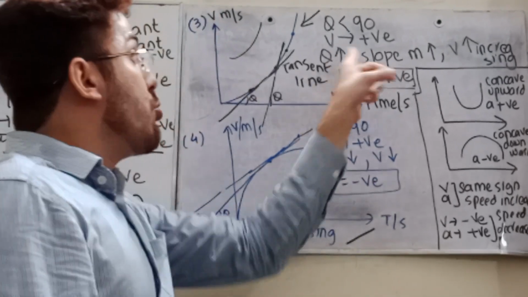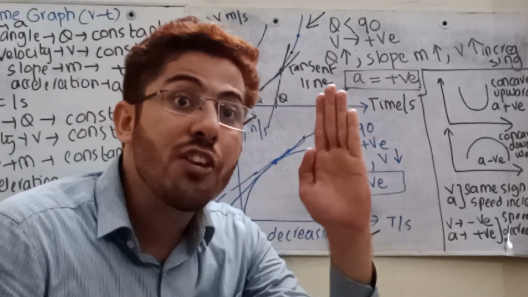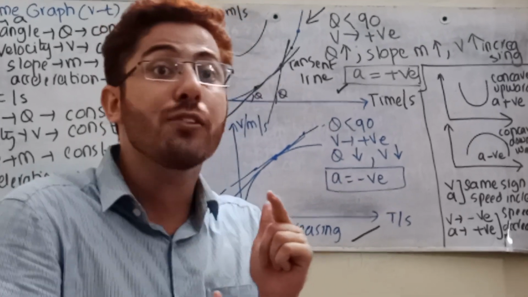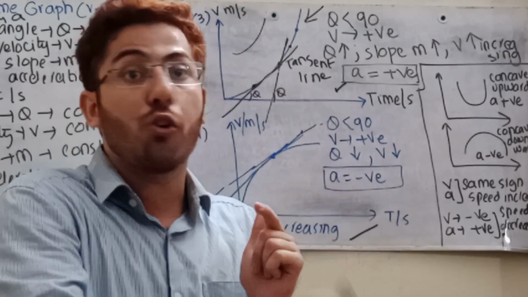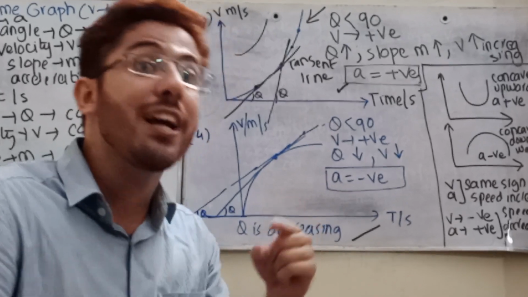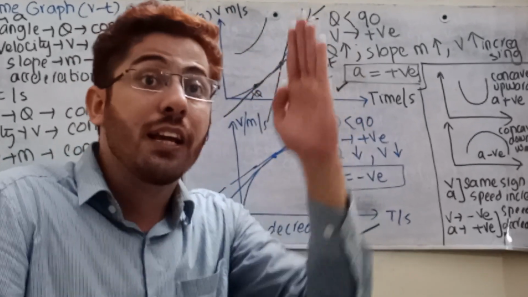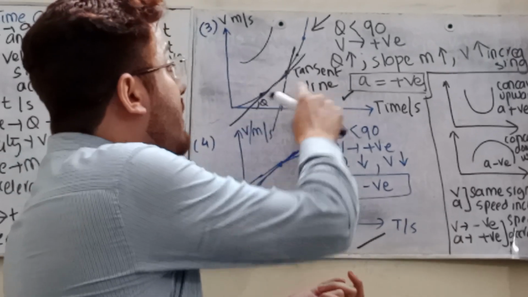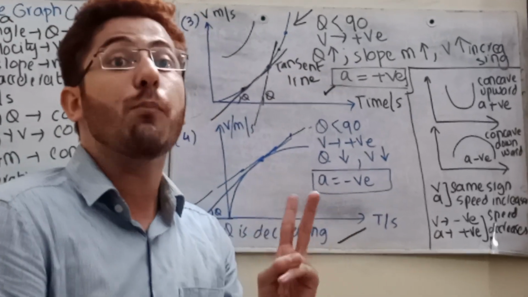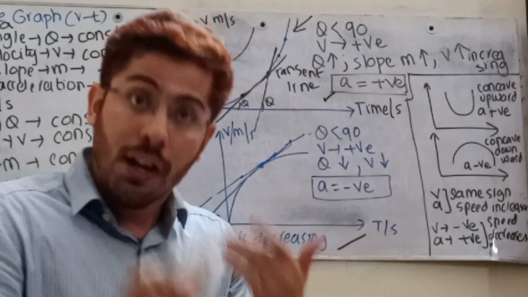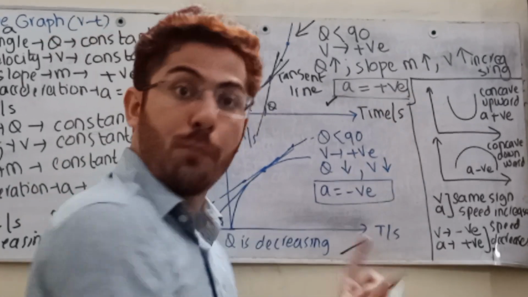Remember my words, you are going to see that theta is changing. Before in the previous question, theta was not changing, that's why velocity remained constant and acceleration was zero. But here you are going to see that theta is changing continuously. Number one point, theta is increasing. Second point, slope is increasing. Third point, velocity is increasing. Definitely acceleration will be positive.